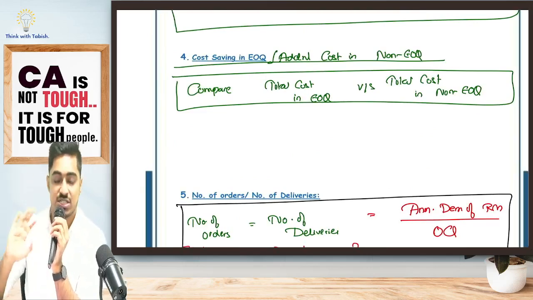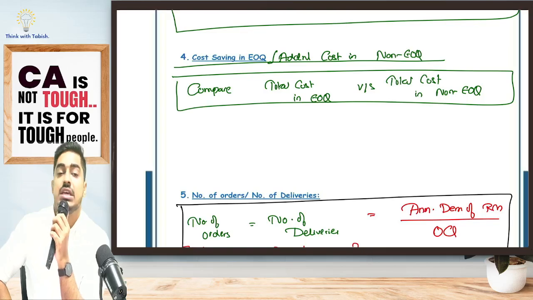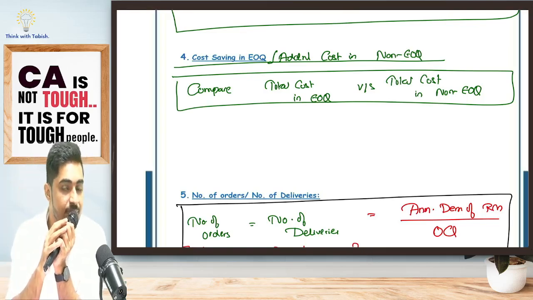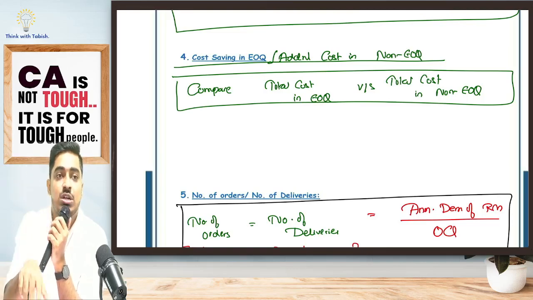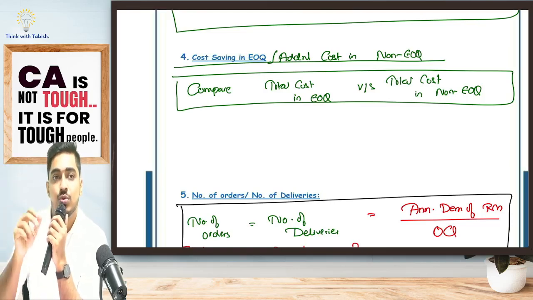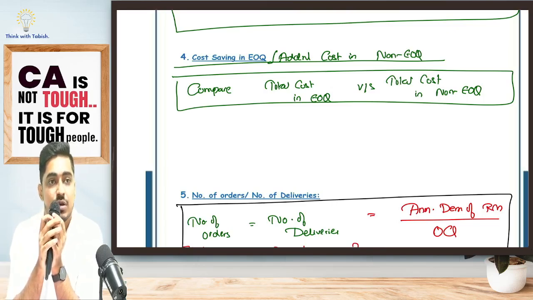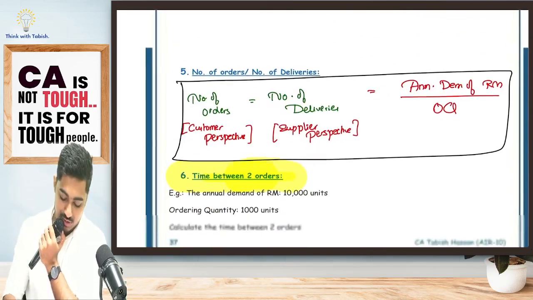We have just discussed. The question we will be doing tomorrow. What will I have to do? Step 1, I will calculate EOQ. Step 2, in EOQ, what is total cost? In non-EOQ, what is total cost? Its difference will be the cost savings or additional cost. Is this clear? Okay, boss.